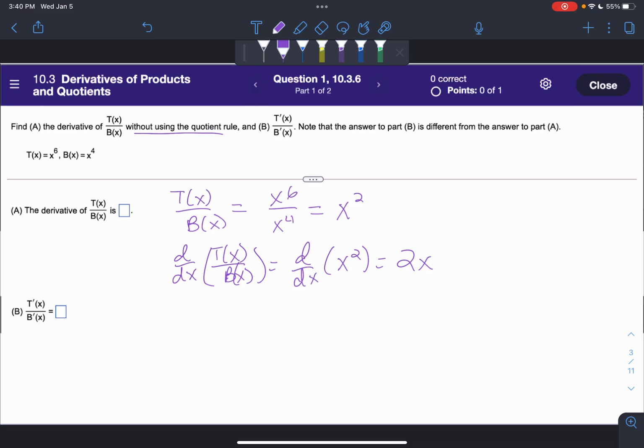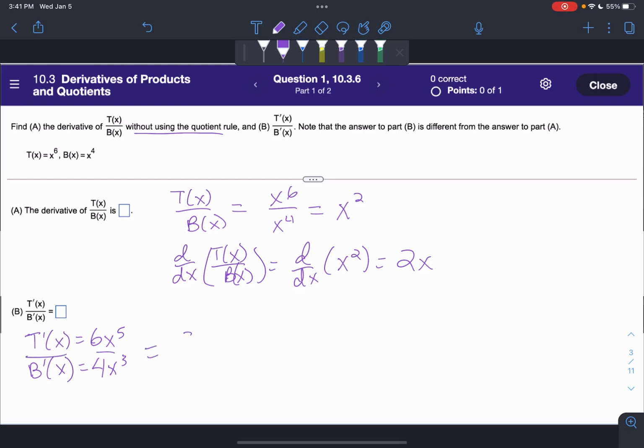All right, and then part B also is kind of similar to the part B of the last question. We're just going to show that the individual derivatives, when we divide them, it's not going to be the same as what we found in part A. So we can find t prime of x real quick. That's going to be 6x to the fifth, and b prime is going to be 4x to the third. So when we divide those two, right, what do we get?